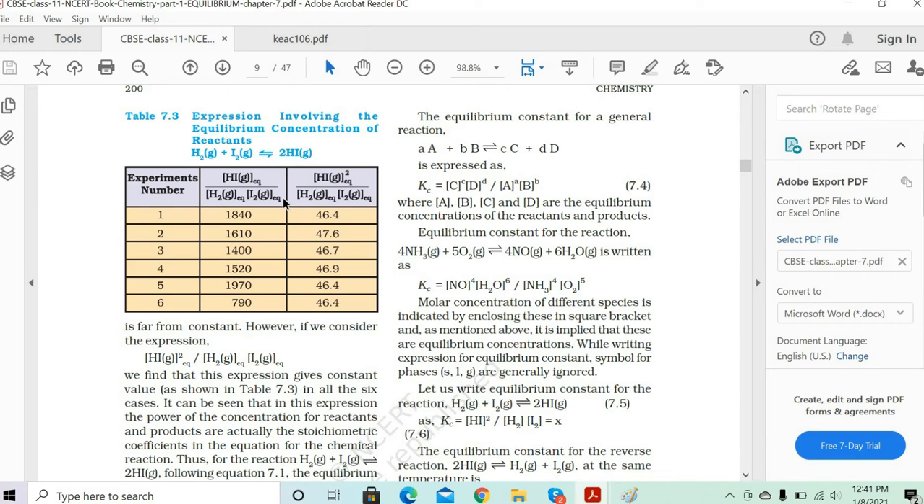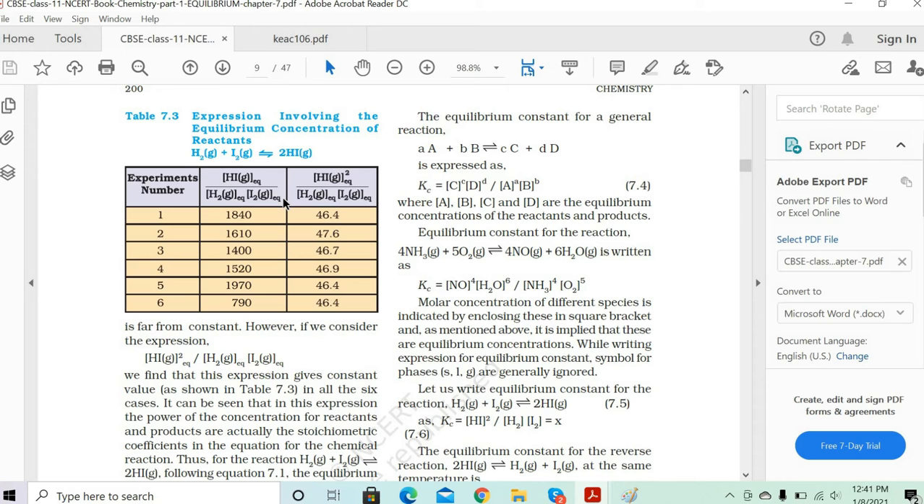Correct? And we say the equilibrium constant has to be constant. That means it should not vary. So this data is helping you to define the formula for the equilibrium constant. So in this case, first column or second column, which one should we use to define the proper formula for the equilibrium constant? Second one. Yes, because the second one shows the constant value all the time. Right?